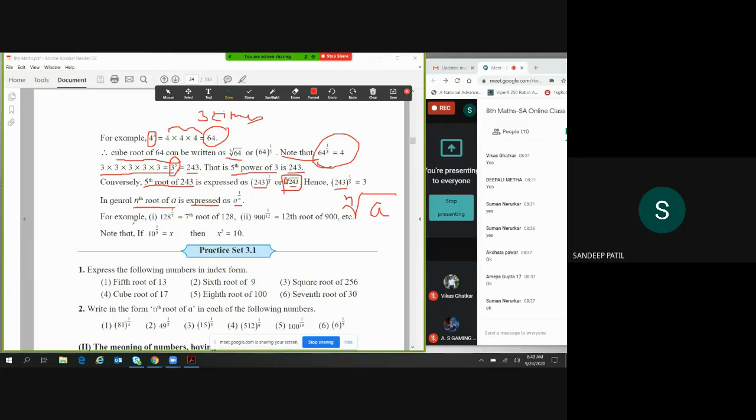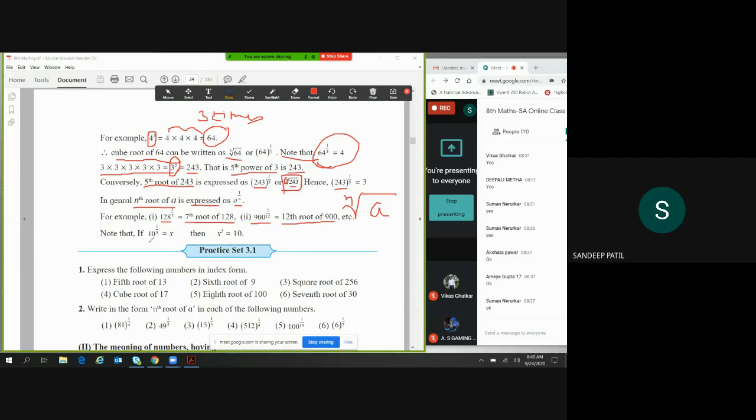So let's see how to write in word format. 128 raised to 1 by 7 means the 7th root of 128. So the exponent of 128 is 1 by 7. So what does it mean? It means the 7th root of 128. Similarly, 900 raised to 1 by 12 becomes the 12th root of 900. So this way we can write it, or we can understand what it means.